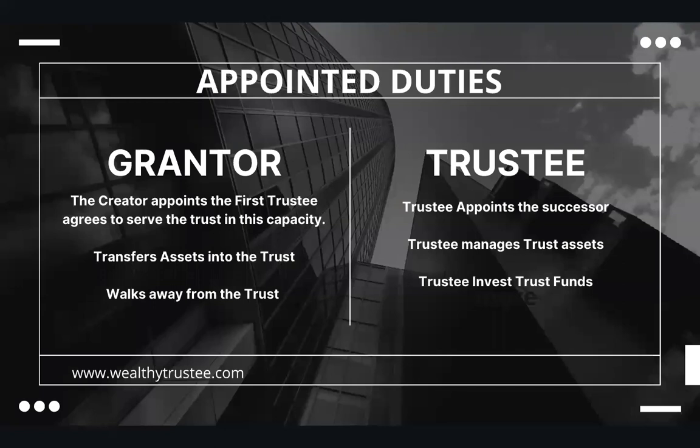Okay. And the trustee is going to appoint their successor, right? They are the ones who are going to be managing the assets in the trust and investing the trust funds. So the position you want is to be the trustee. You want to have full control over your trust and the assets in your trust. You can liquidate them at any time. You can terminate the trust whenever you want. You can make amendments to the trust, okay?